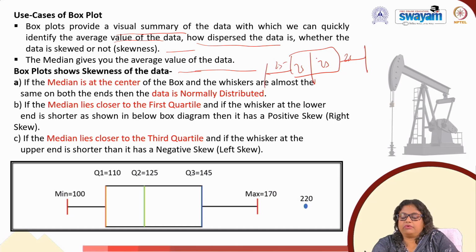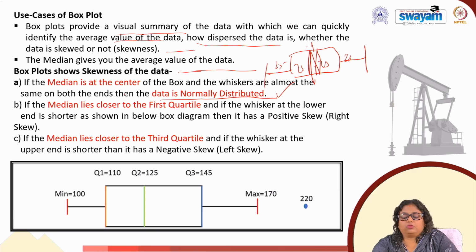So this is the thing where your median is at the center. Okay, so this is my median. So first case, median is at the center of the box. So whiskers are almost the same on both ends, and the box is what? Box is normally distributed. That's the one information.